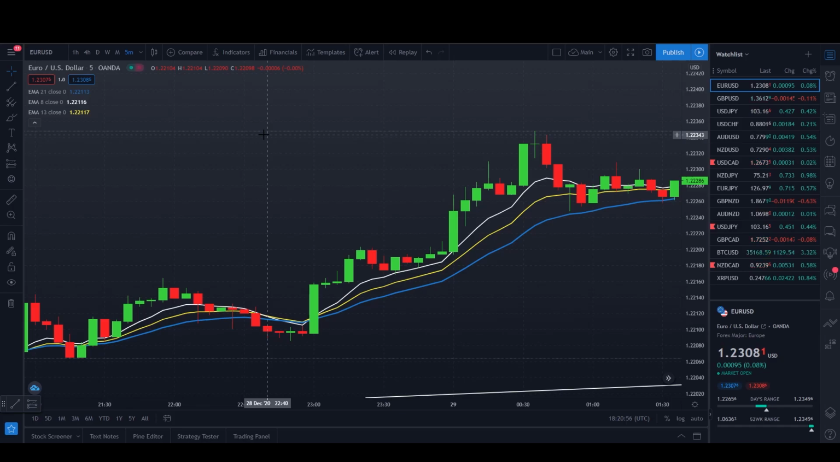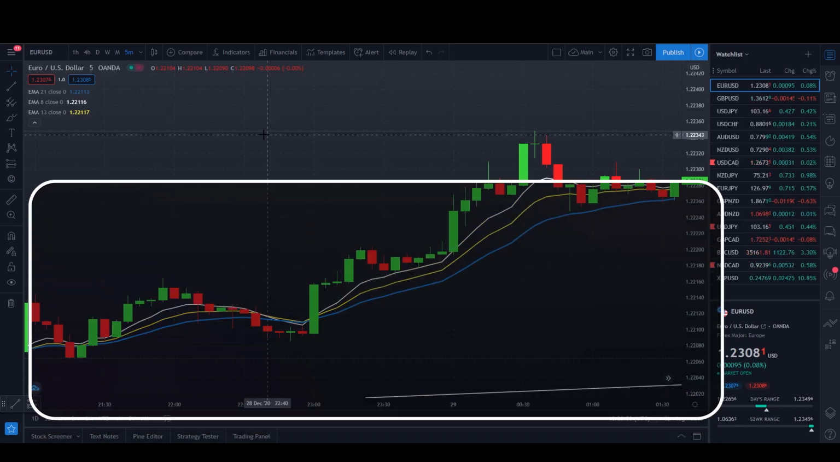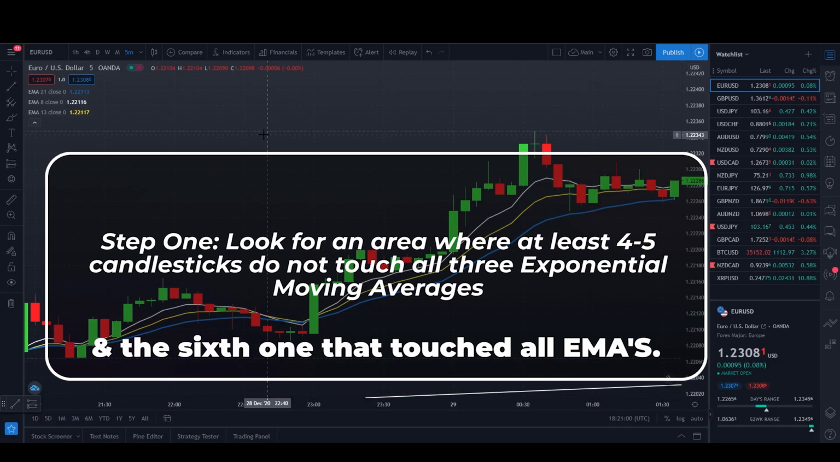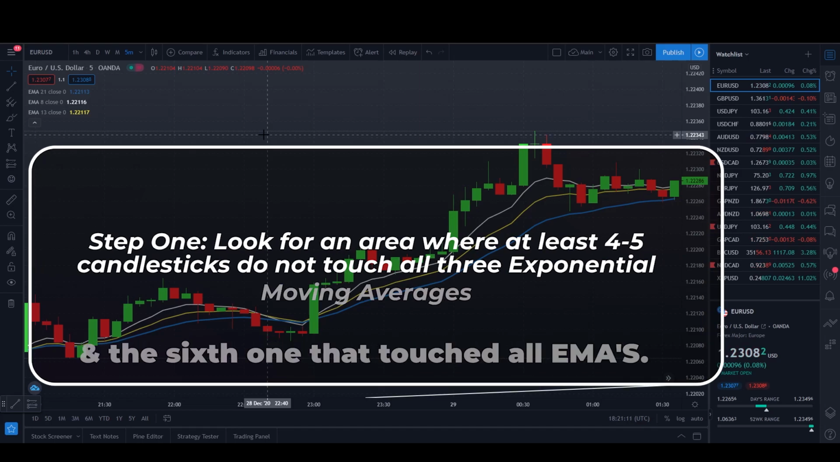Now, the way these indicators perform for this strategy is as follows. What you want to do is look for candlesticks that don't touch any of the 3 exponential moving averages for at least 4 to 5 candlesticks, or for at least 20 to 25 minutes.